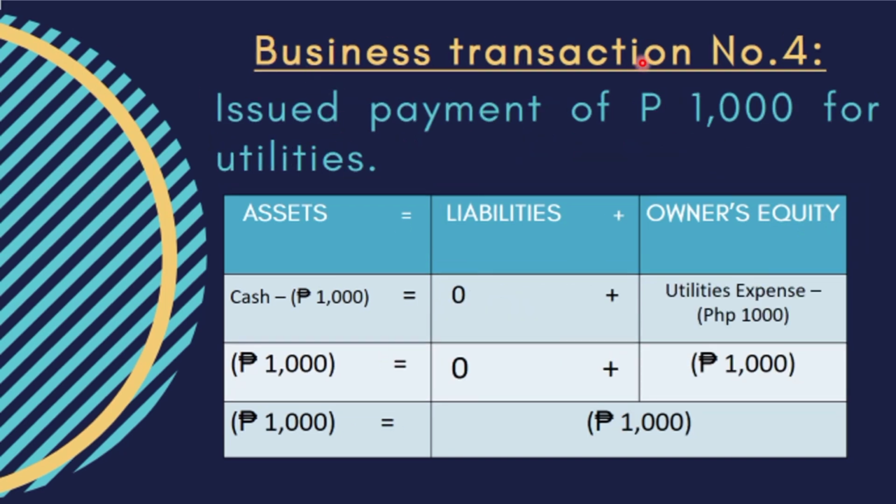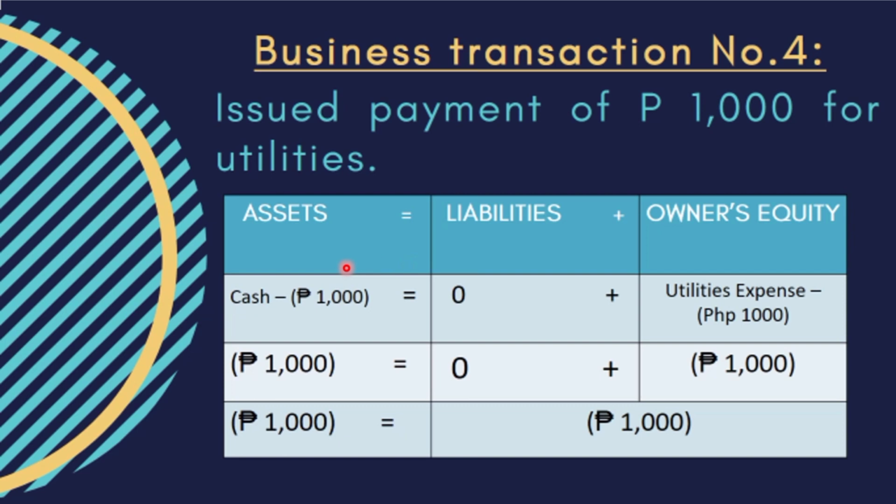Business transaction number 4. Issued payment of 1,000 for utilities. So our first step is to identify what are the account titles that are involved in the transaction. So for asset, it is cash, and for the owner's equity, it is utilities expense. Now in our basic accounting equation, expense is under owner's equity. But in our expanded accounting equation, expense is in a different column, which is expense. So for the meantime, we will categorize it under the owner's equity.